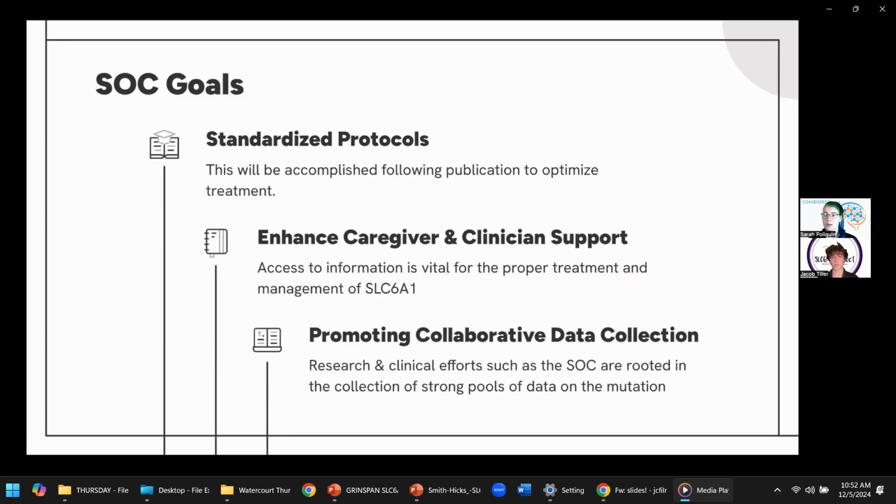So the goals of this project are to create a standardized protocol so that when clinicians see an SLC6A1 patient, which may be the first time they have ever met someone with a mutation in this gene, clinicians will have a published set of guidelines that they can refer to help guide their care. This is vital to ensure that everyone with a rare disease like SLC6A1 gets the proper treatment they deserve. And this is also important for collaboration and allowing researchers to all be using the same protocol.